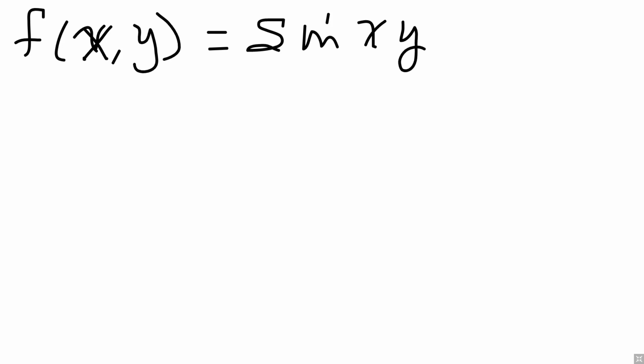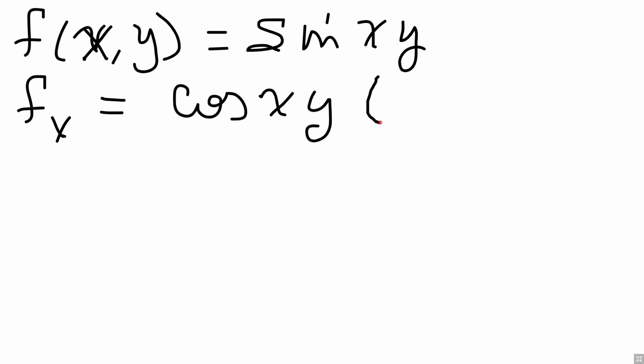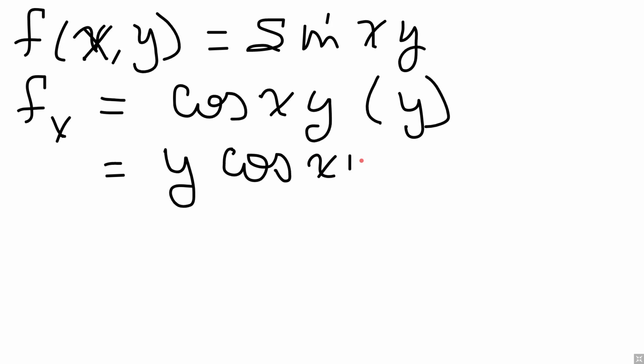So in order to do the second order partials, we have to do the first order derivatives first. So we need the partial of f with respect to x. The derivative of sine is cosine, keep the angle, times the derivative of the angle. Since this is with respect to x, we're just going to end up with y. So we're going to end up with y times the cosine of xy. Any questions?